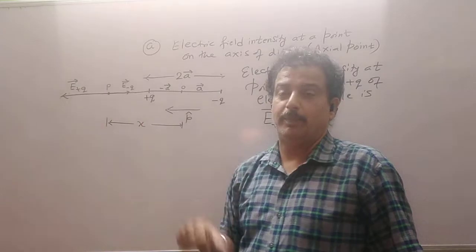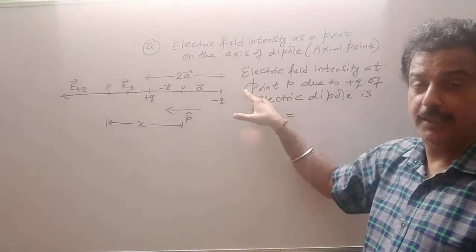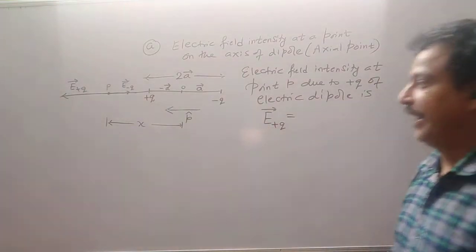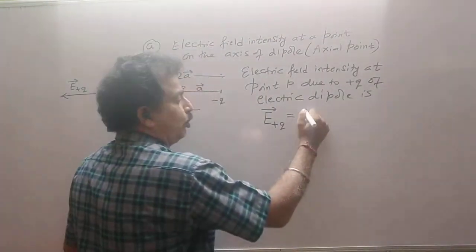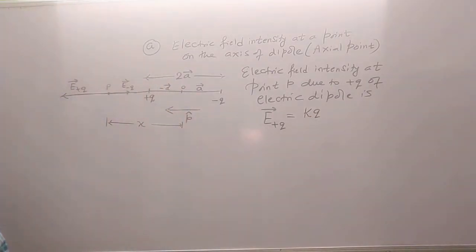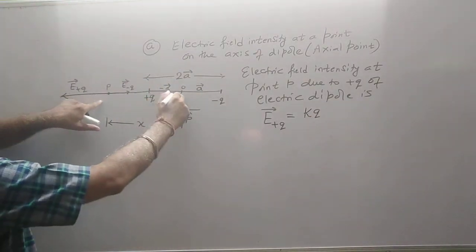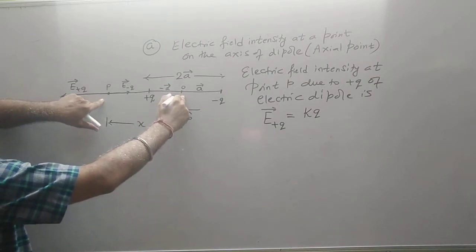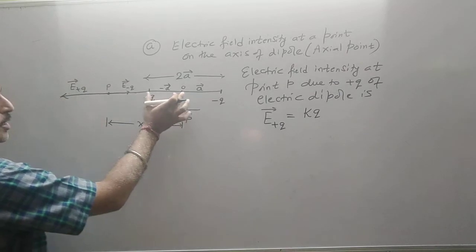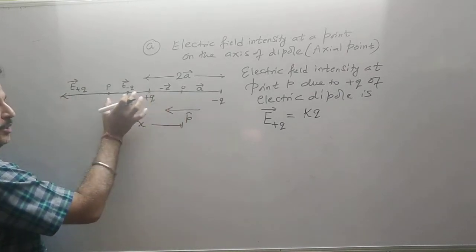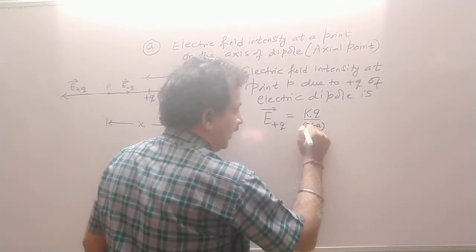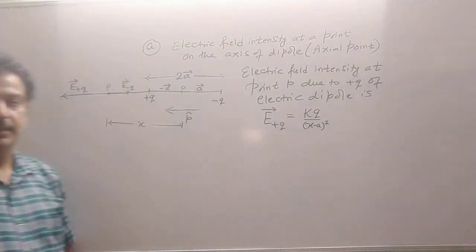Because we are near to the plus q charge, if you draw point P here, the attraction will be more. So E plus q is the charge's field magnitude. How is the magnitude of electric field written? K times source charge over the distance between test and source squared. Now this entire distance is x from the origin, and this portion is A. So this portion becomes x minus A whole square.